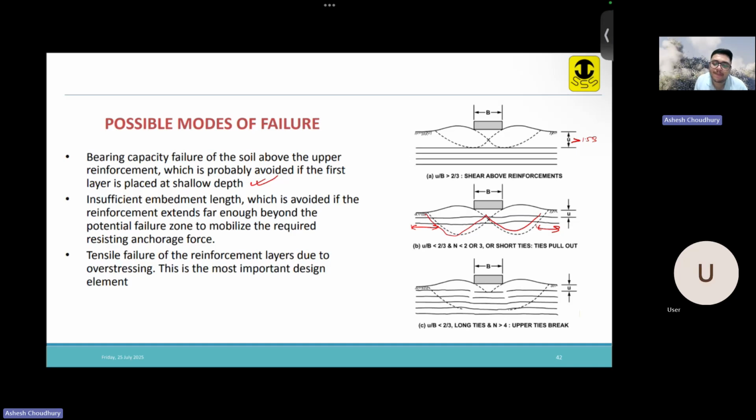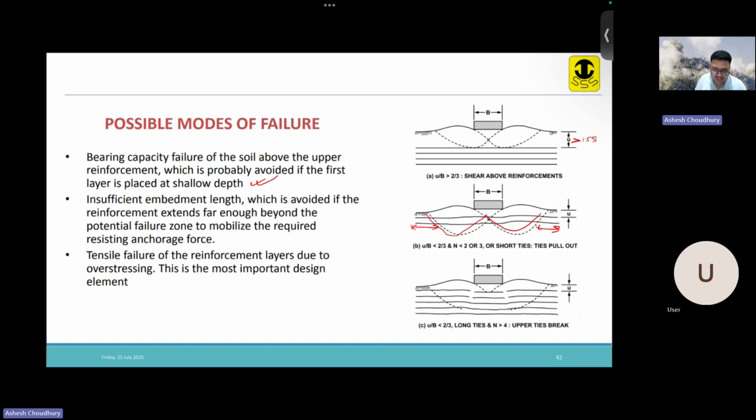Now the second case that can happen when U by B is less than 2 by 3 is that you provide long ties, with appropriate anchorage, appropriate embedment length. You provided a larger embedment length, and the number of reinforcement layers is also high. But now what happens? If the tensile strength of the reinforcement is itself low, then there are chances that the ties might break. Tensile failures of the reinforcement layer due to overstressing might happen.